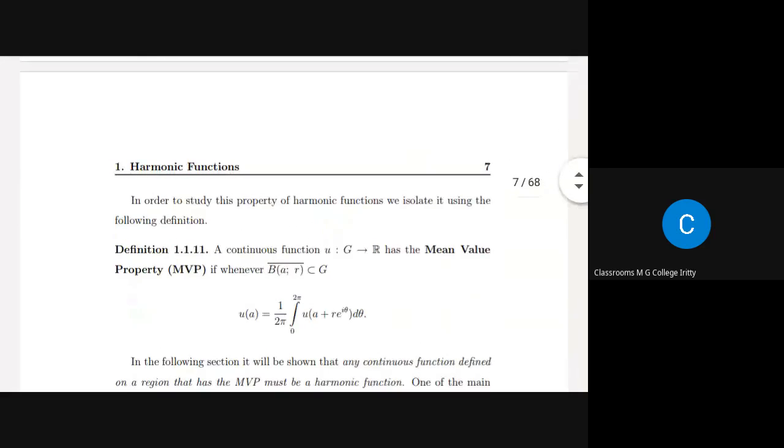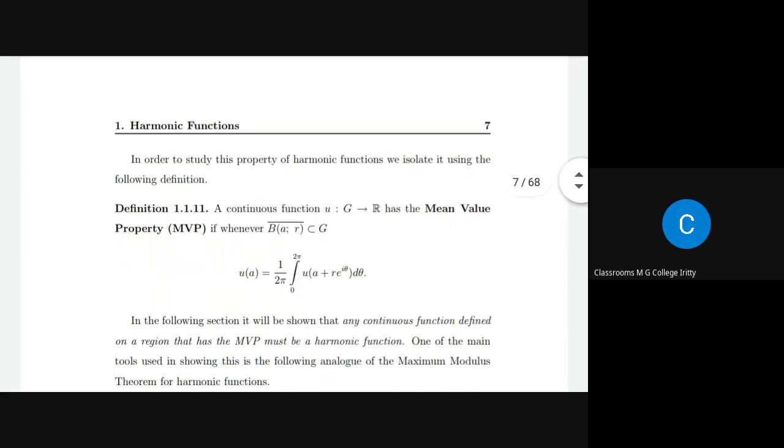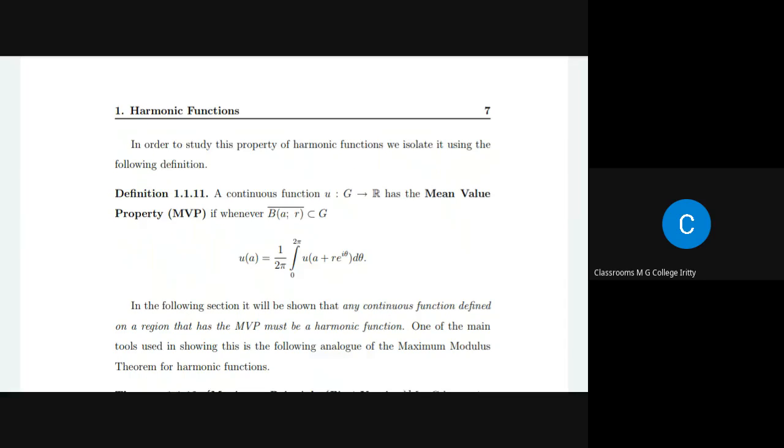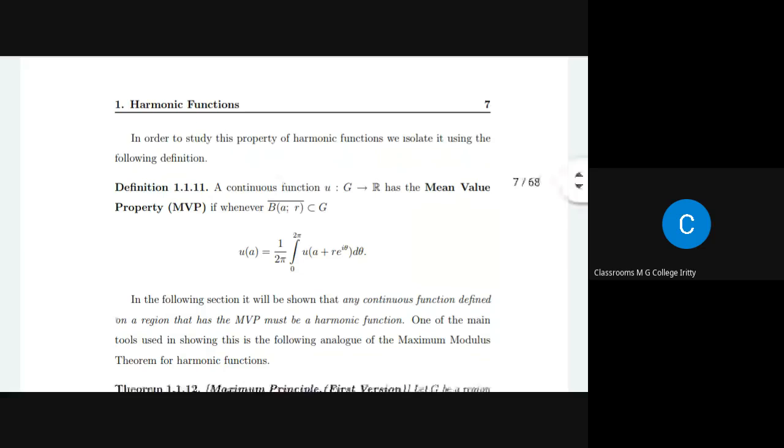Next, the definition says that a continuous function u from G to R has the mean value property if, whenever the closed ball B of a, r is a subset of G, u of a equals 1 by 2 pi times the integral from 0 to 2 pi of u of a plus r e raised to i theta, d theta. So using this definition, the above theorem can also be stated as: if u is a harmonic function, then u satisfies the mean value property.